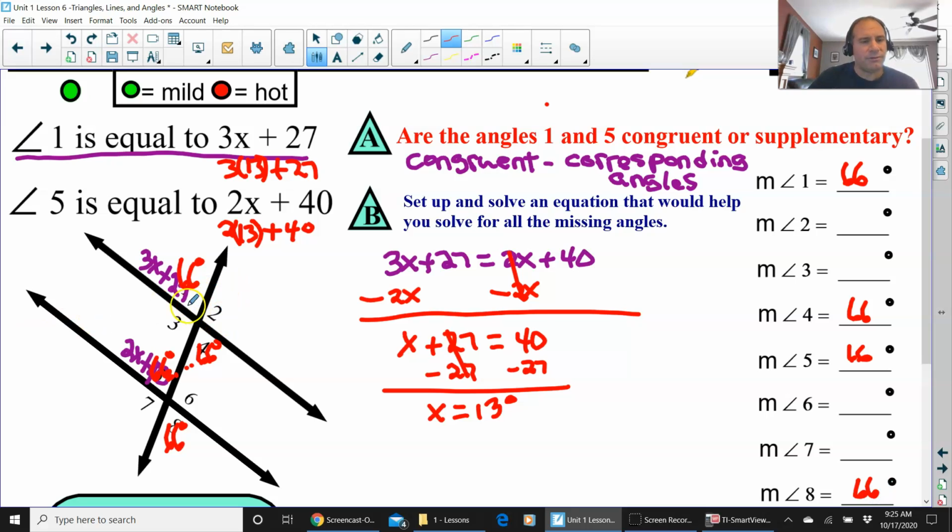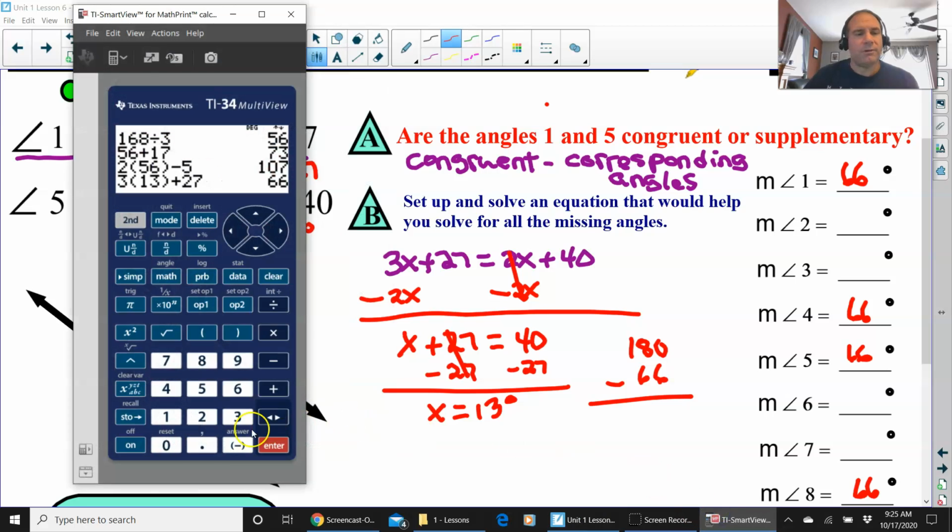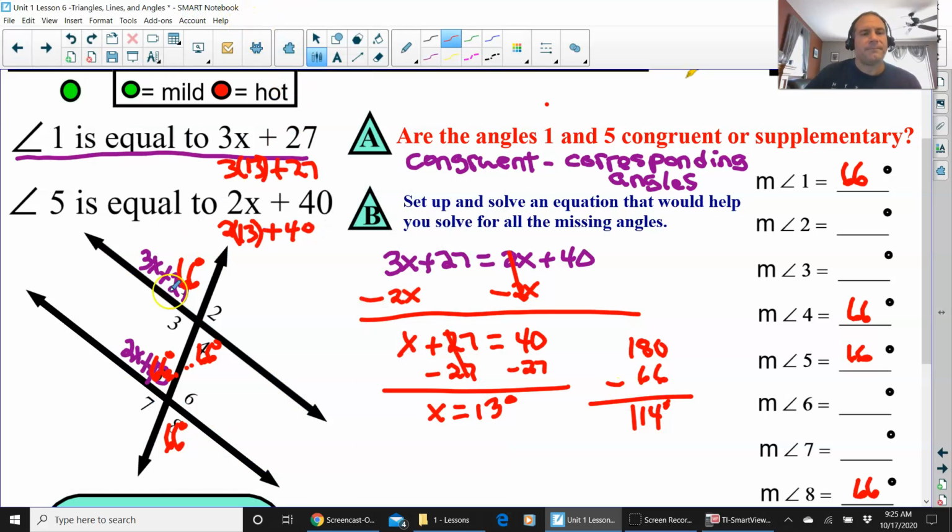So now I am going to try to get angle 2, and by getting angle 2, I'll get all of the other measures. So I have 180, it's part of a straight line. These are supplementary angles, minus 66. So 180 minus 66 is 114. 114 degrees is angle 2. 114 degrees, because they're vertical angles, 2 and 3.